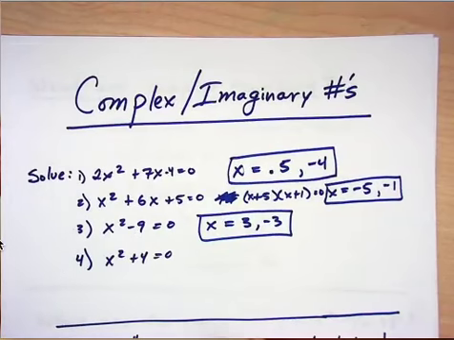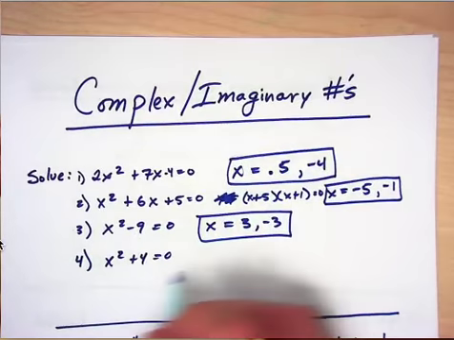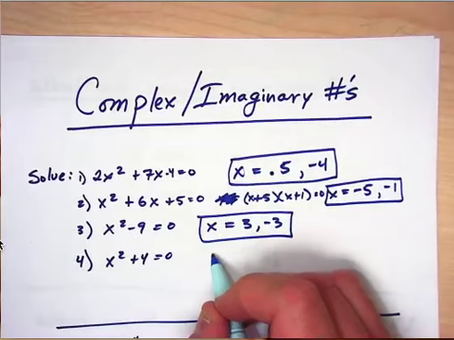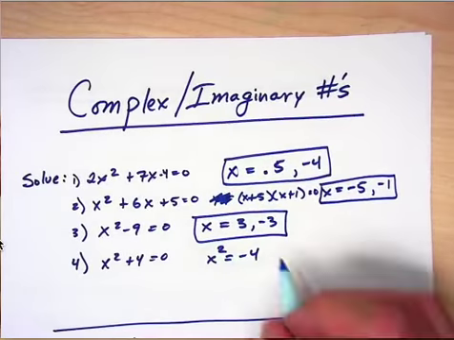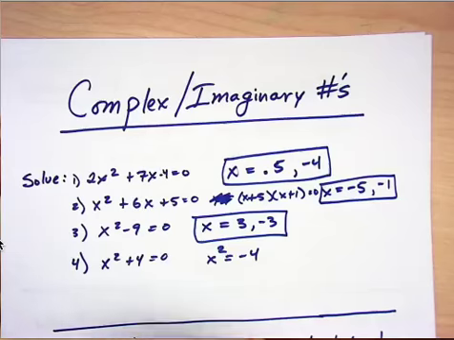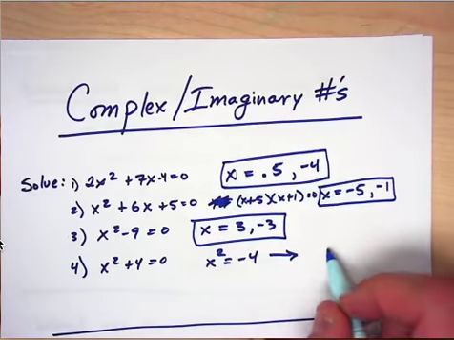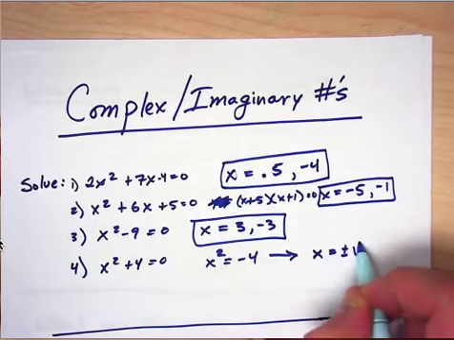Well, let's try the next one here. Use the quadratic formula or whatever method you want to try, and hopefully you solve this. Maybe you might solve this one by subtracting 4 over to the other side, and you say x squared equals negative 4. But then when you go to square root it, your calculator is going to say something. Because the next step is to square root both sides and say x equals plus or minus the square root of negative 4.